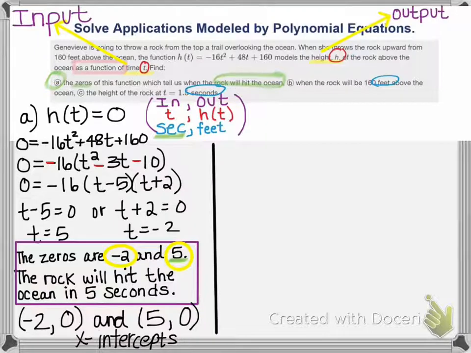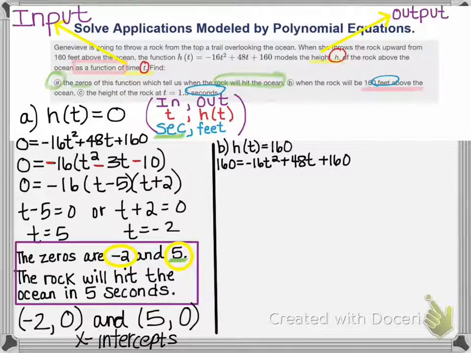All right, now let's go on to part B. Part B is asking me when the rock will be 160 feet above the ocean. So again, when? I'm being asked to find a time at which the rock was 160 feet. So again, I'm given the feet, which means I'm given the output value. So this time I'm going to set h of t equal to 160. And now it's my job to work backwards and figure out the t value that will produce an output value of 160. So my equation reads 160 equals negative 16t squared plus 48t plus 160.